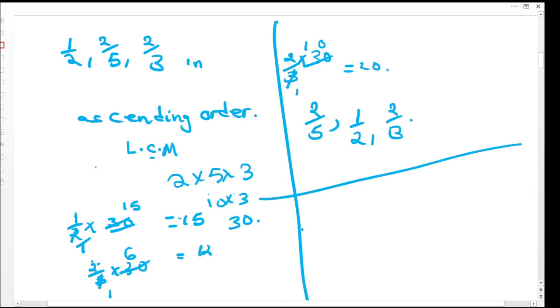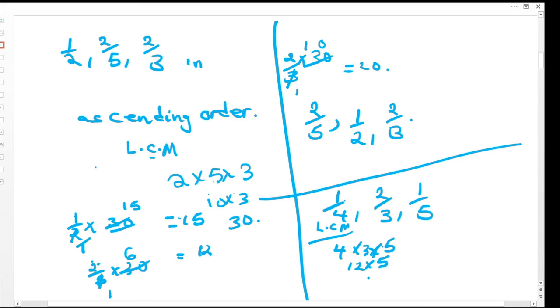Then we can be given another one, as in a quarter, then 2/3, and a fifth. So we need to know which one is going to produce the smallest and which one is going to produce the biggest. So the idea is we are using our LCM. The LCM of 4 and 3 and 5: we have 12 by 5, which is going to be 60. So we are going to use the LCM of 4, 3, and 5. It's going to be 60.